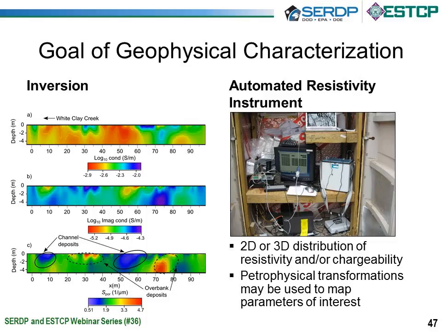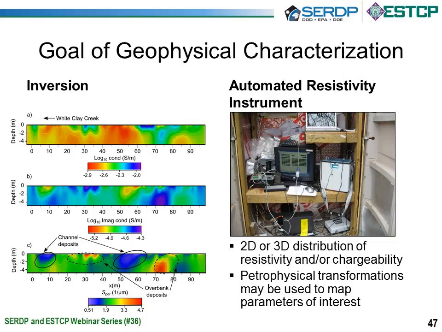So what are our goals of geophysical characterization? Lee had a very similar slide to this. If we have 2D or 3D distributions of resistivity and another parameter here called chargeability, we can then take that data and come up with either a site-specific petrophysical transformation, or we can come up with something from the literature, and we can use that to convert that into an interpretation that we are looking for.